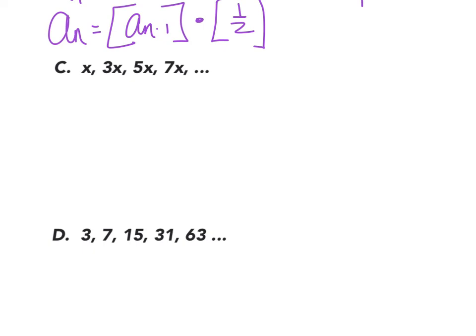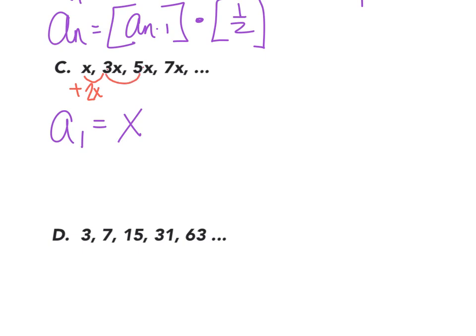All right, let's try the next pattern. x, 3x, 5x, 7x. So again, our goal is to write a recursive sequence. So I'm going to do the easy part first. What is a sub 1? Well, a sub 1 is just x. And now I got to look for the pattern. How do I get from x to 3x? Well, I think I'm just going to add 2x. Does that pattern hold?